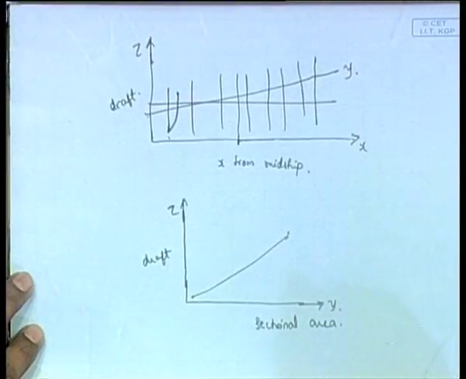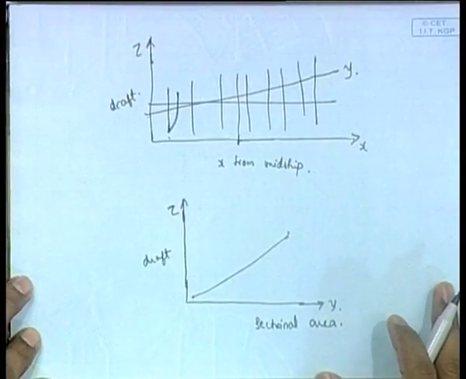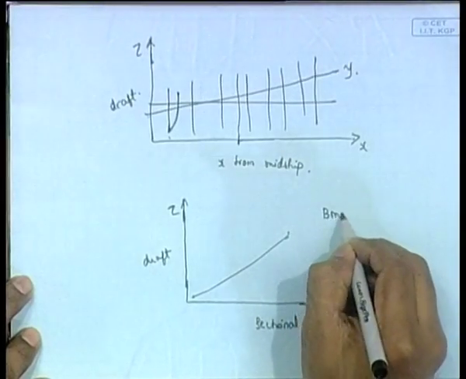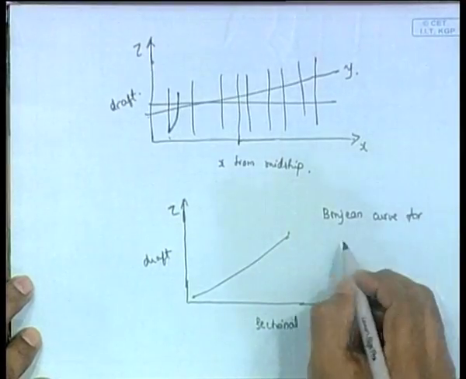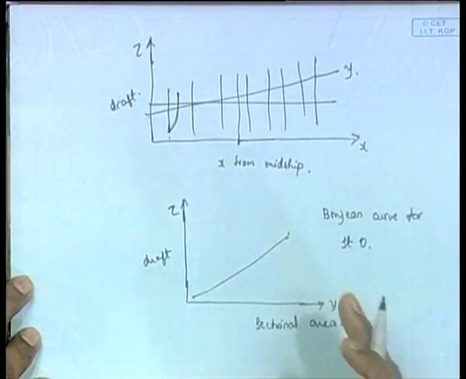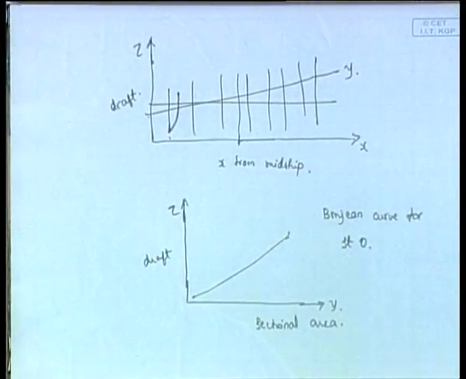Therefore you can do it in this fashion: you can draw a Bongian curve for each station. This is the Bongian curve for station, let us say, 0. You will have such Bongian curves for different stations, 1, 2, 3, 4, like that. Different stations will have different Bongian curves depending upon the shape of the ship.